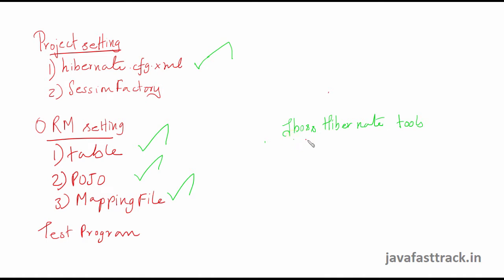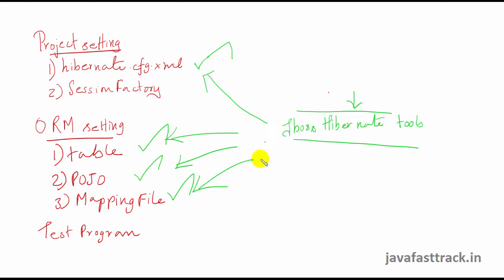JBoss Hibernate Tools is the free plugin provided by Hibernate. We can make use of it to auto-generate most of these files: the Hibernate configuration file, the table, the POJO and the mapping file. I can auto-generate the Hibernate configuration file, and then if I have the table, from the table I can automatically generate the POJO. I can also automatically generate the mapping file.